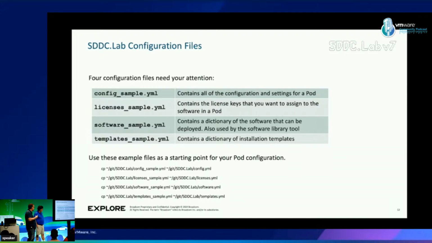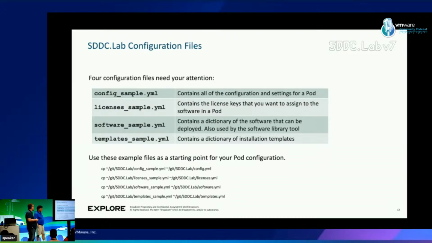The software YAML file contains a dictionary of all the different pieces of software that we can deploy. So think of vCenter and its different versions, all the way from 6.7 up to 8.0.3. The same goes for ESXi, NSX, Advanced Load Balancer, etc.